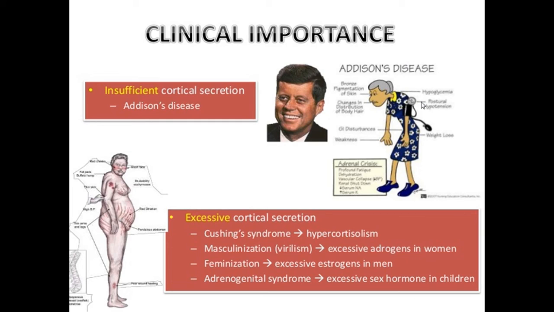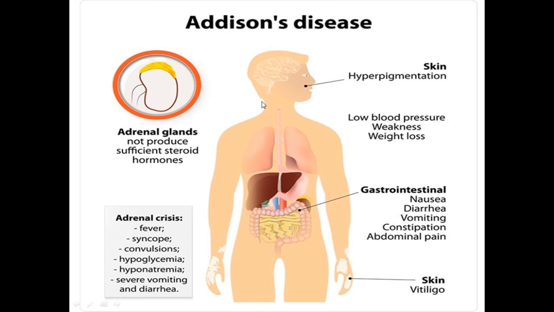Some clinical conditions may be associated with hyper or hyposecretion of the gland. Hyposecretion is commonly present with Addison's disease, while excessive secretion appears as Cushingoid syndrome. In Addison's disease, the patient may present with hyperpigmentation, low blood pressure, and weakness, because the adrenal gland is not able to produce a sufficient amount of steroidal hormones.